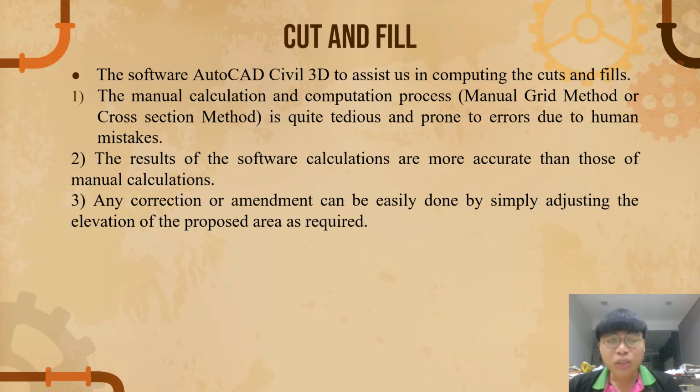Now we get into the cut and fill. We use AutoCAD Civil 3D software to assist us in computing the cut and fill. The manual calculation process, manual grid method or cross-section method, is quite tedious and prone to errors due to human mistakes. So the results of the software calculation are more accurate than those of manual calculations. Any correction or amendment can be easily done by simply adjusting the elevation of the proposed area as required.